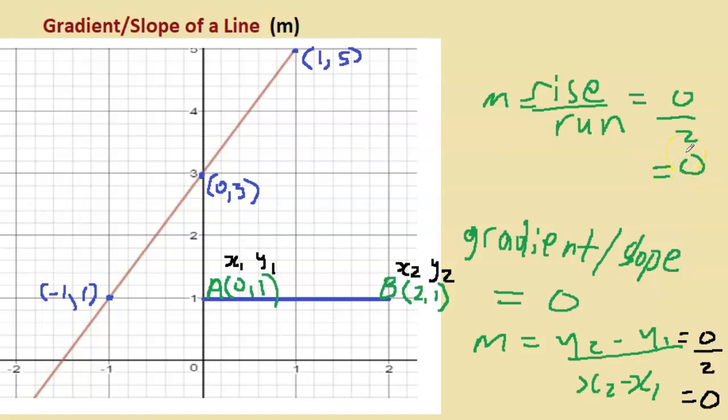Next video, we're going to look at finding the equation of a straight line.